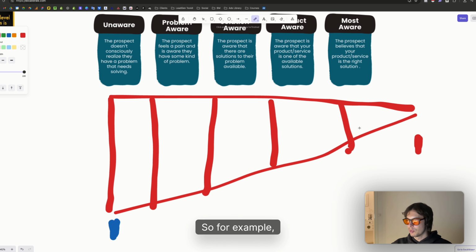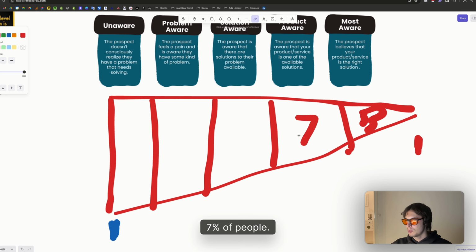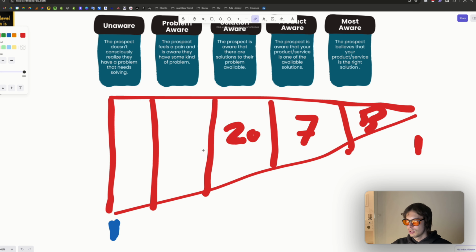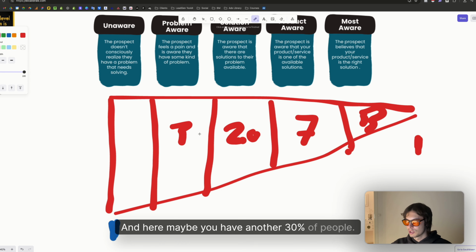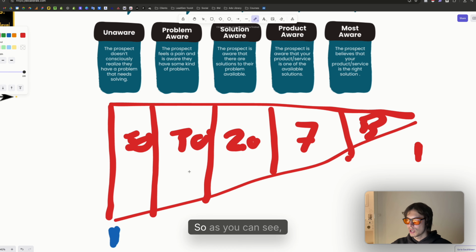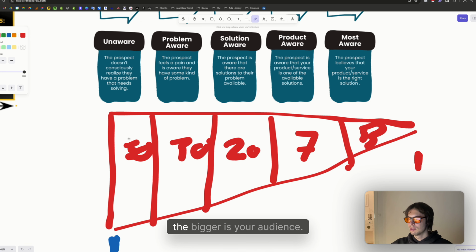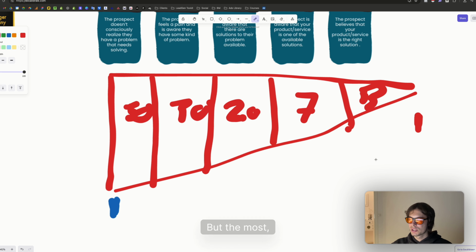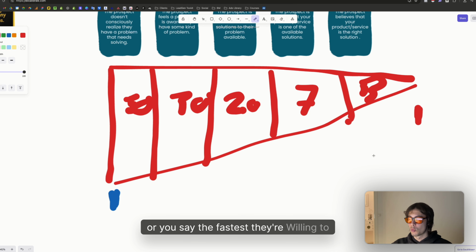So, for example, here maybe it's just like 3% of people. Okay, I cannot type, but imagine there is like a tree. Here maybe is 7% of people. Here maybe is 20% of people. So that's already 30. And here maybe you have another 30% of people, that's 50. And then here you have the 50% of people, so the biggest one. So as you can see, the colder you get, the bigger is your audience. The warmer you get, the smaller is your audience, but the fastest they're willing to purchase.